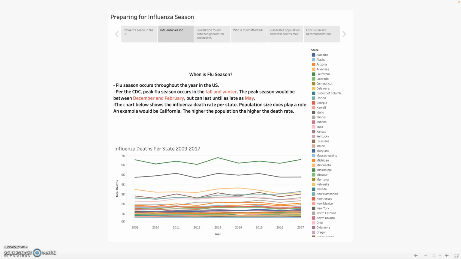Looking at the chart here, it shows the influenza death rate per state. With that information, we can see that the population size does play a role in the death rate. An example would be California, where the higher the population, the higher the death rate. One thing to note here is that in 2016, I did notice there was a dip in deaths for most states, compared to 2017, where there's a spike for most states.